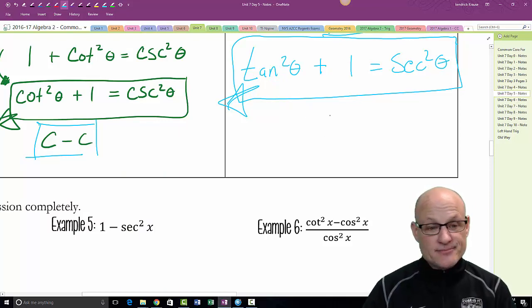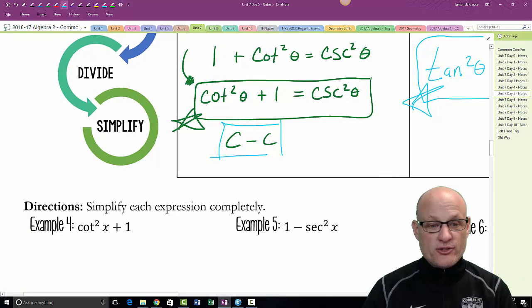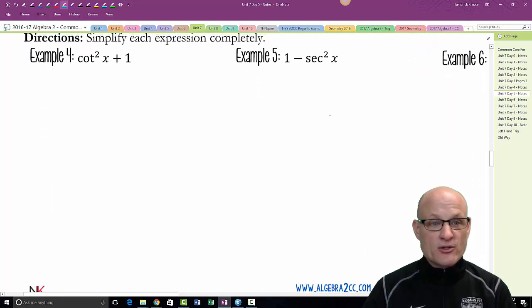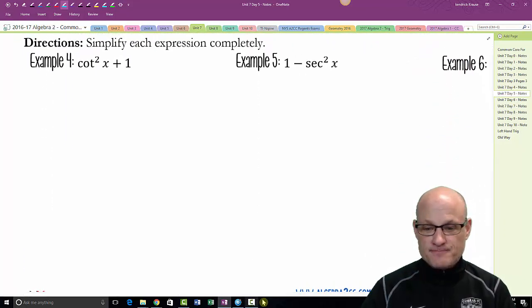So let's see how we're going to simplify radical expressions. I'm going to pause and I'll be right back.